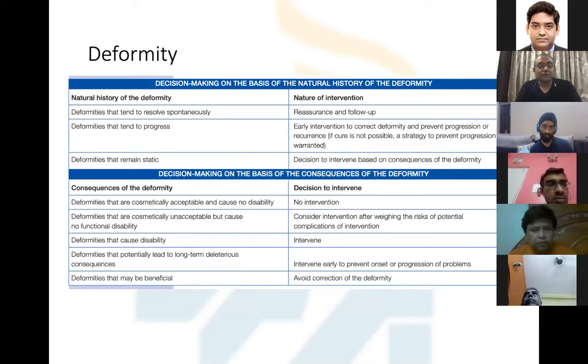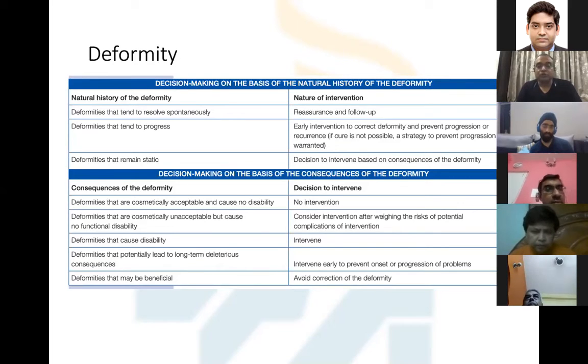So basically, the treatment is based on the deformity, and the decision making is based on two important things. One is the natural history of this deformity. If this deformity tends to resolve spontaneously, then you have to reassure and follow up these cases. If this deformity tends to progress, then you have to suggest early intervention to correct the deformity. If the deformities remain static, then the decision to intervene is based on the consequences. What's the natural history? And what happens if this deformity stays for long?